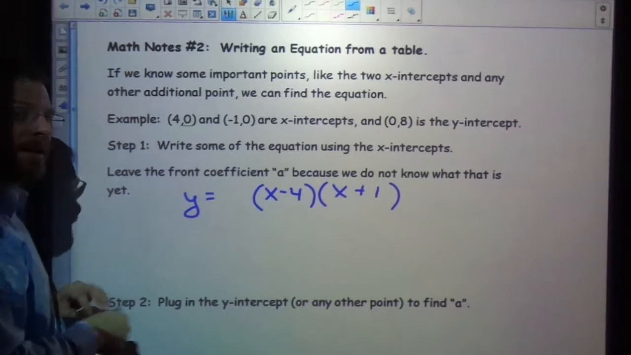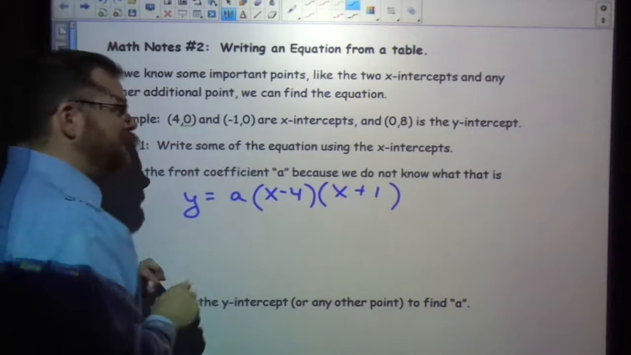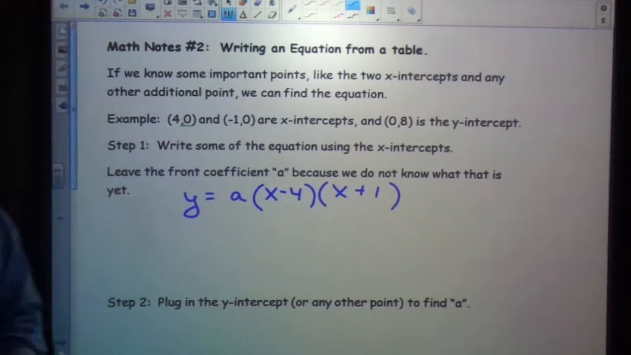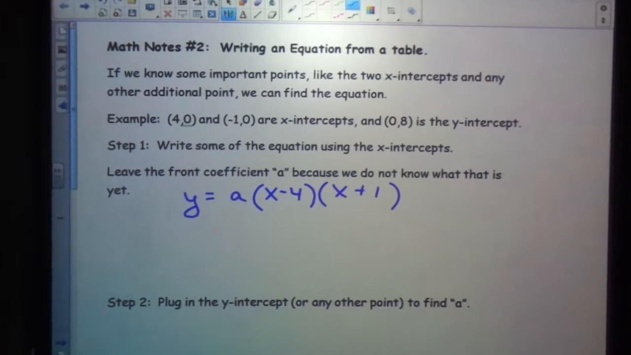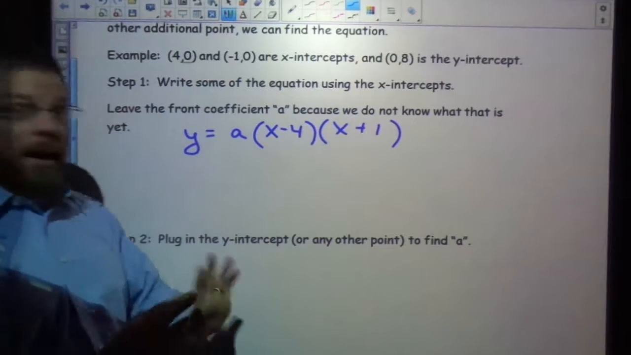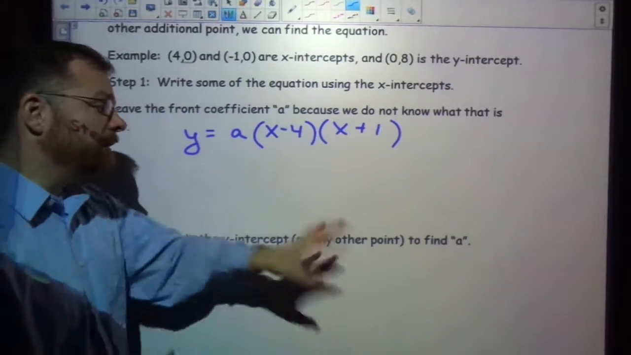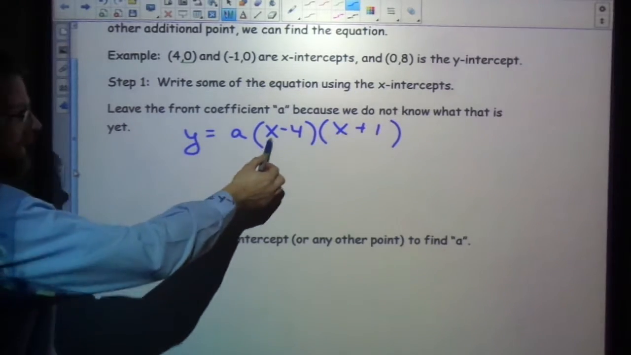So this makes this part 0, this makes this part 0. We're basically done. Except that there's going to be some front number here, some coefficient in the beginning, and we don't know what that is. So let's just call it a for right now. Step 2, we're going to plug in the y-intercept or any other point that you want to find a. Because right now we have variables of y, a, and x.